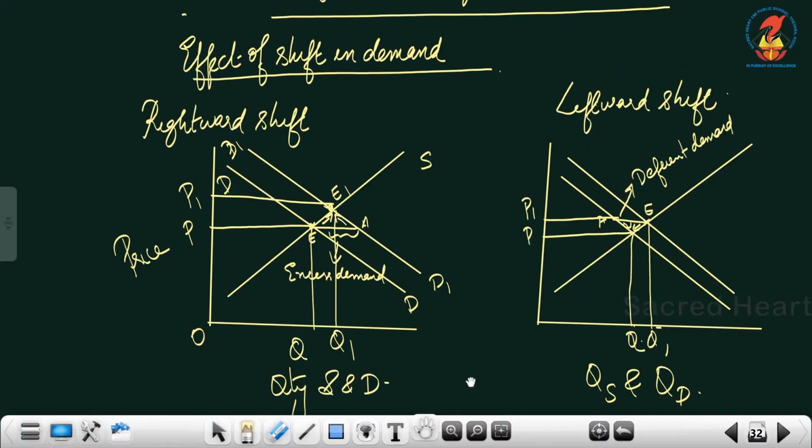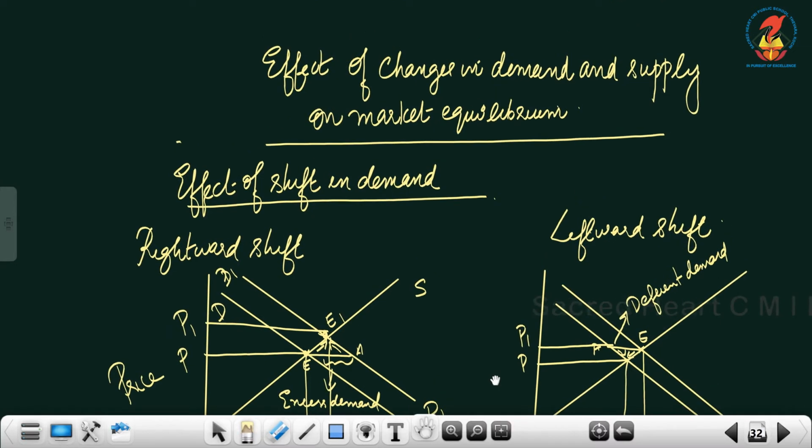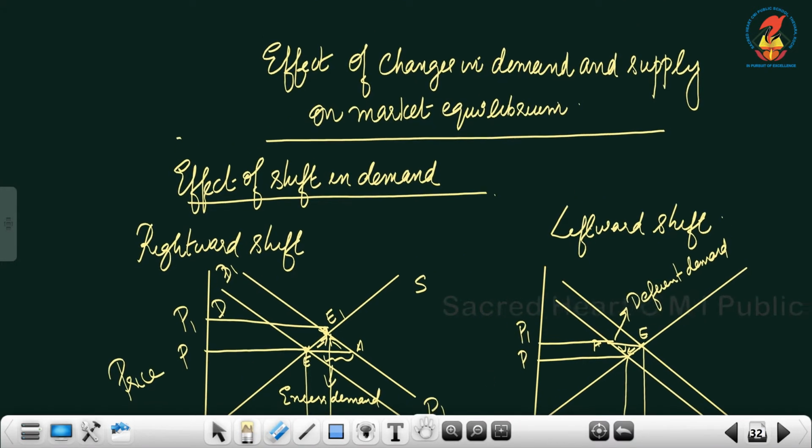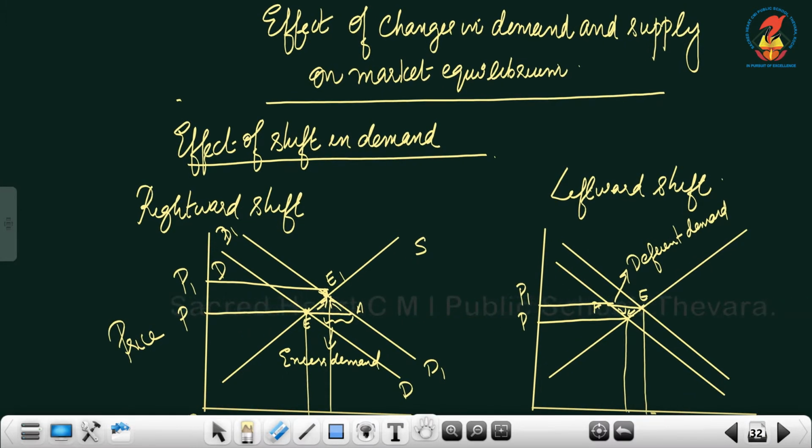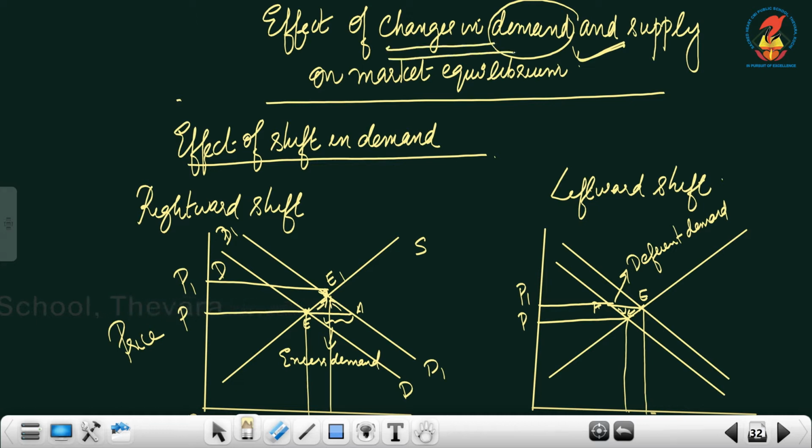The heading of this particular topic is effect of changes in demand and supply on market equilibrium. How is the market equilibrium affected when there is a change in demand and supply? Now let us first discuss the change in demand. So whenever you learn change in demand, what should come to your mind?